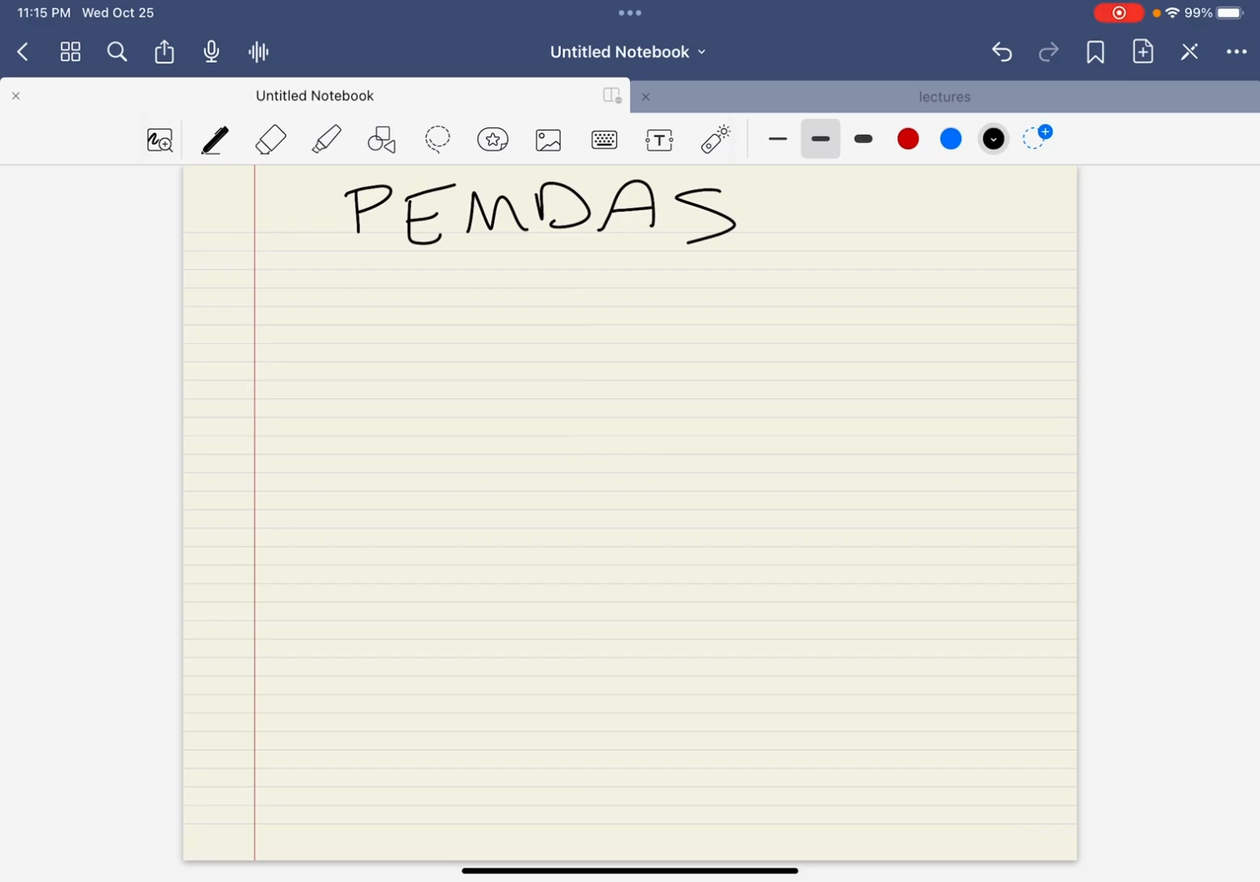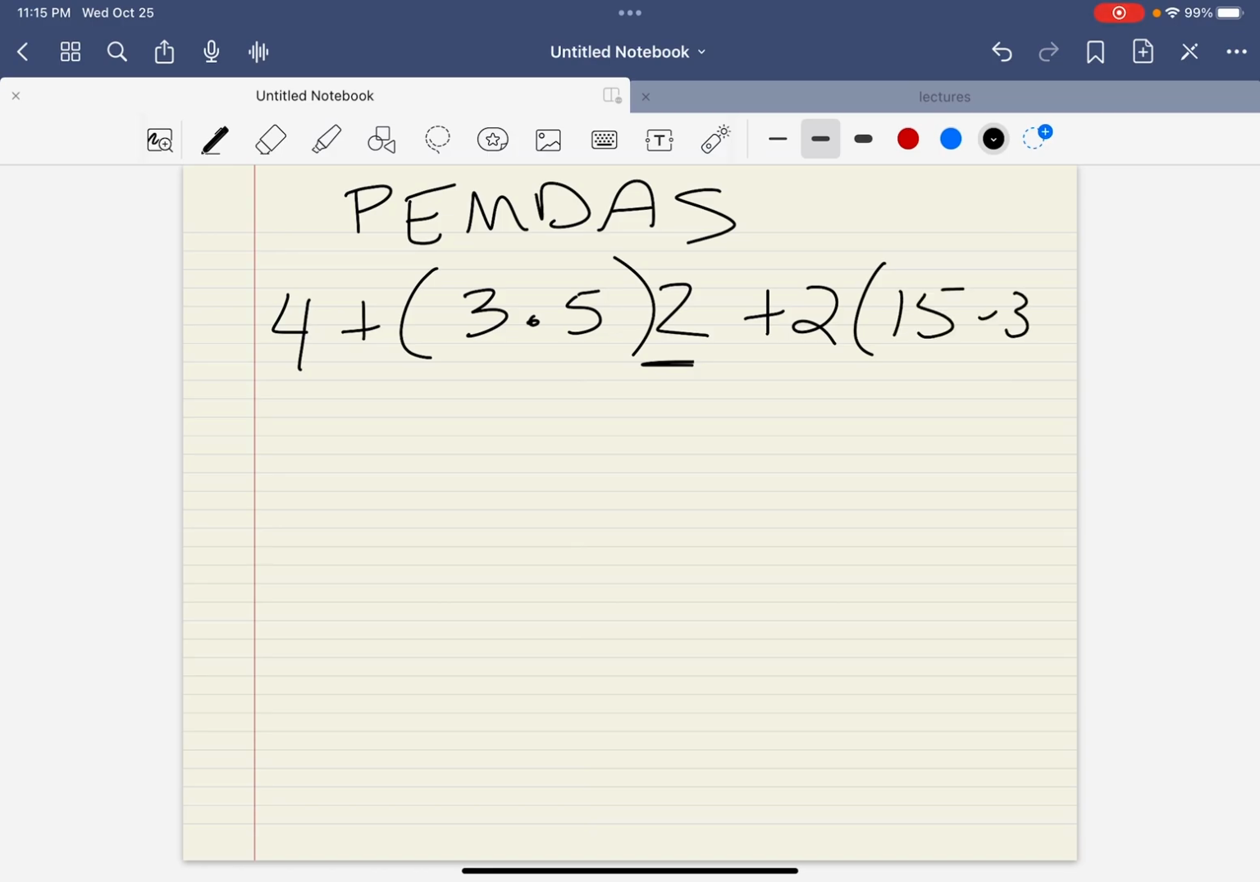All right, so 42.1 says 4 plus 3 times 5, and then it's times 2. It doesn't matter that the 2 is on this side. It still means multiplication when it's written right next to the parentheses. Plus 2, parentheses, 15 minus 3. So we're going to simplify within the parentheses first. So 4 plus 3 times 5 is 15. And that'll be times 2. Plus 2 times 15 minus 3 is 12.